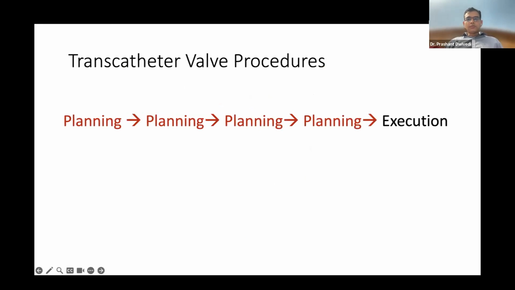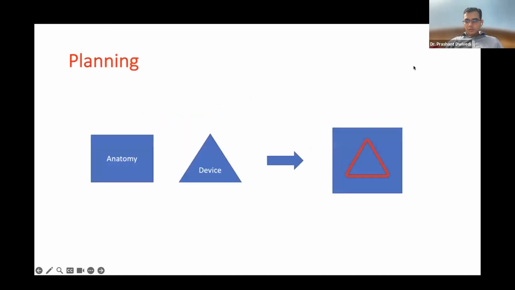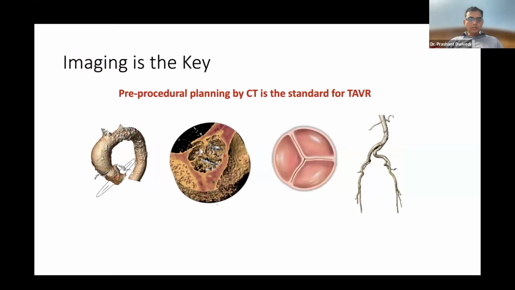We all know that for the transcatheter heart procedure, planning is the key. If we have good planning, we can execute well. In the TAVR procedure, 90% is planning and only 10% is execution. So why do we need planning? Planning is basically to understand the anatomy of the different patient, to understand the device, and to understand how that device is going to work in that anatomy. That's why planning is very, very important from any interventional perspective.